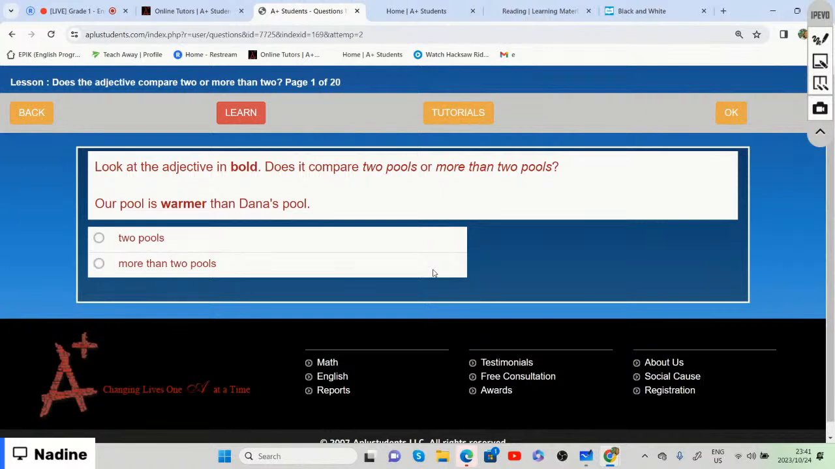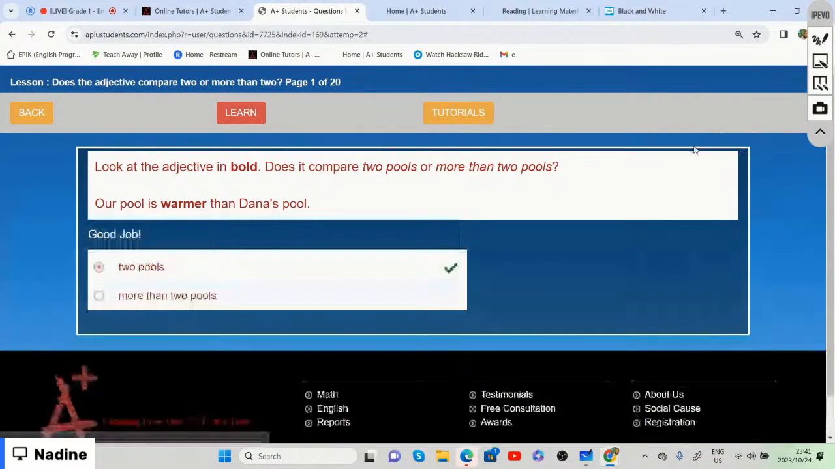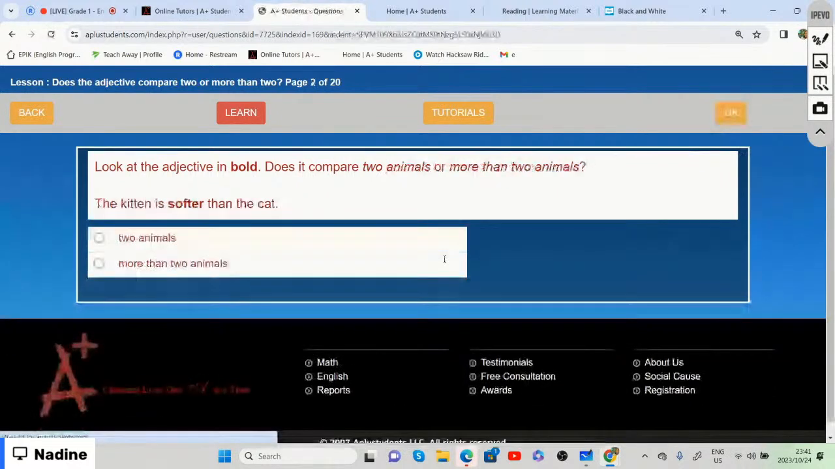All right, so if we look at the word warmer and it also ends in ER, then we can say this is a comparative adjective, because we are comparing our pool to Dana's pool. It's like comparing two pools, and it ends in ER. So we are comparing two pools. And two pools is correct.